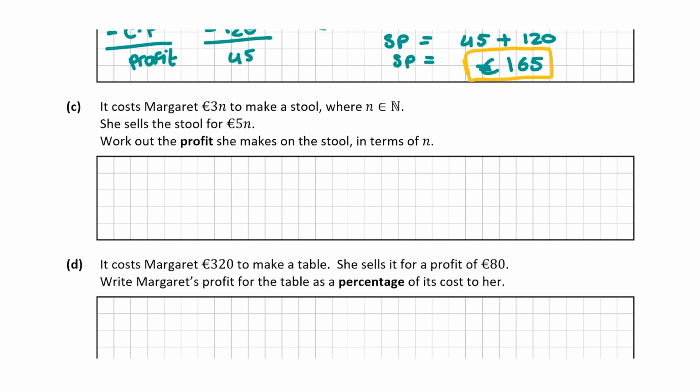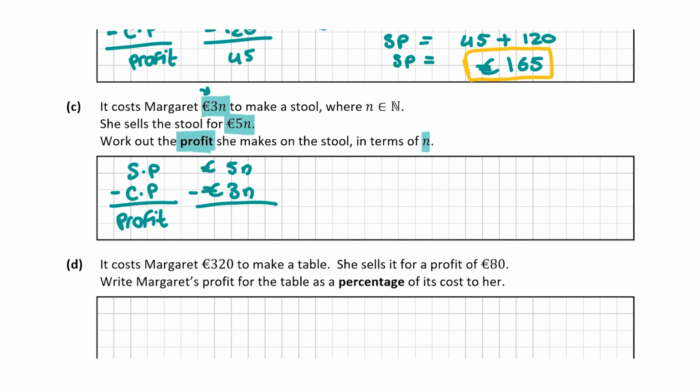In question C, it tells us that it costs Margaret €3N to make a stool. She sells the stool for €5N and we're to work out the profit that she makes on the stool in terms of N. So I'm going to use my same formula again. Selling price minus cost price gives us the profit. The cost price is 3N because that's the cost it takes to make the stool. The selling price is 5N. So what's the profit? It's 5N minus 3N. So that is 2N. So the profit that she makes is 2N, and that's the answer to question C.